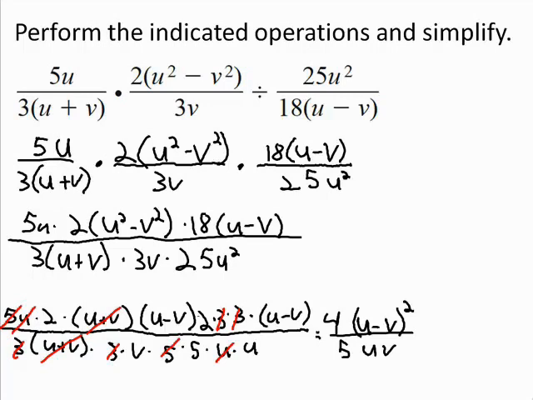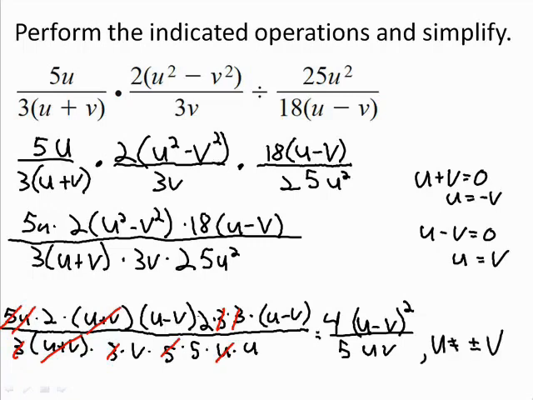Set each of these equal to 0 and solve for u. u plus v equals 0. Subtract v from each side. u equals negative v. u minus v equals 0. Add v to each side. u equals v. The simplified expression is 4 times the quantity u minus v squared divided by 5uv, where u is not equal to positive or negative v.